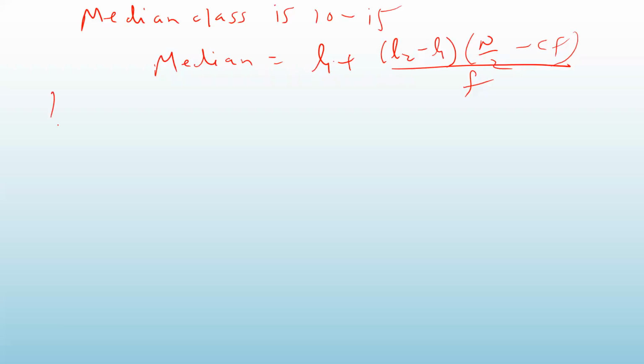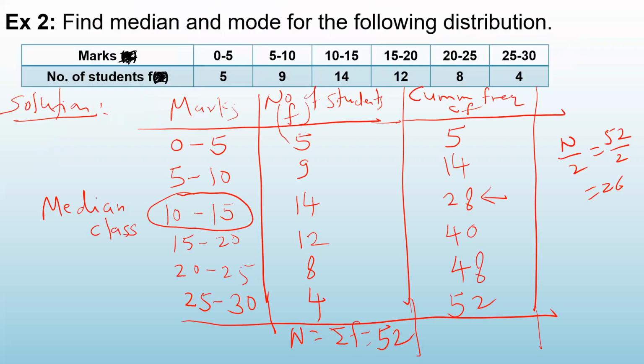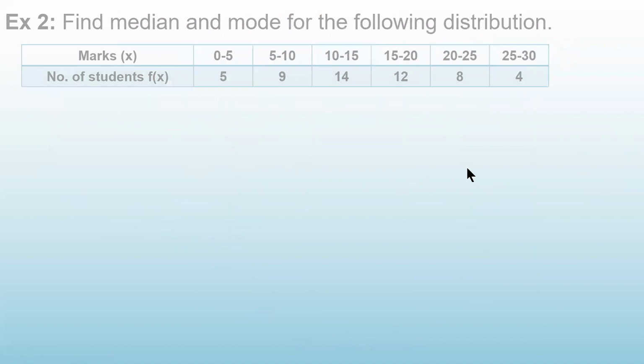So what is the value of L1? L1 is 10. L2 is 15. And what is your F? Go back to the table. F is 14, and CF is the cumulative frequency of the class just above this, so that is 14. Here F is also 14 and CF is also 14.